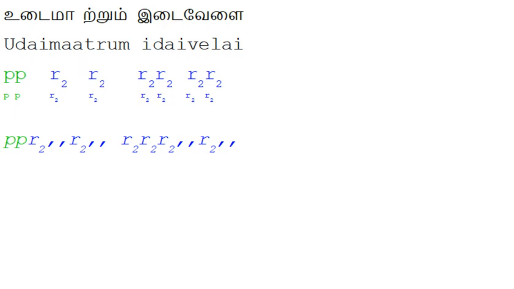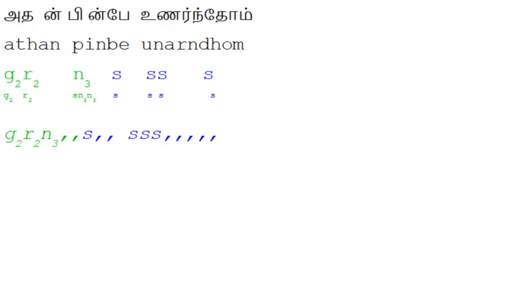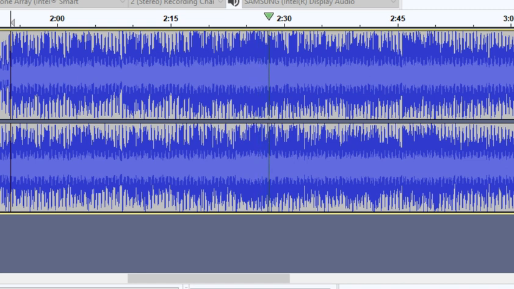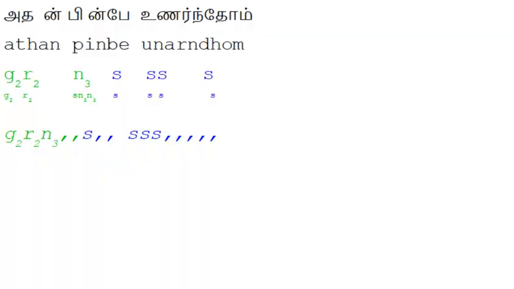Again, same, very similar to the previous two lines. Pa pa ri ri ri ri ri ri. Udai maatrum, pa pa ri ri. Ilai velai ri ri ri ri. Ga ri ni sa sa sa sa. Adan pin be, ga ri ni sa, adan pin be purandum sa sa sa. So earlier it was ri sa sa ni, this is only sa ni ni. Ga ri ni sa, adan pin be purandum.